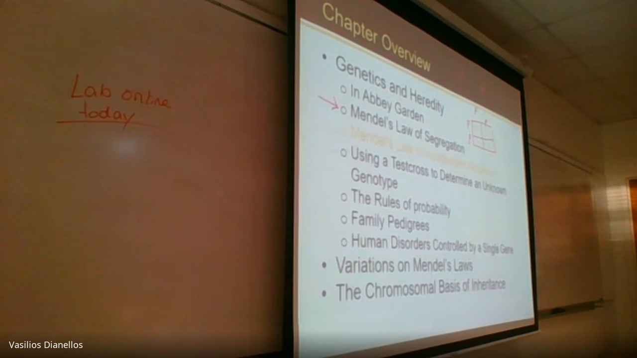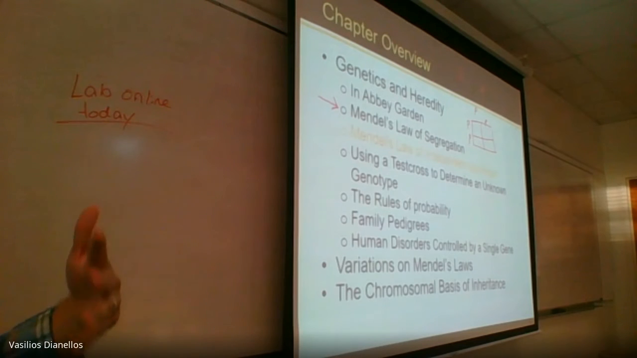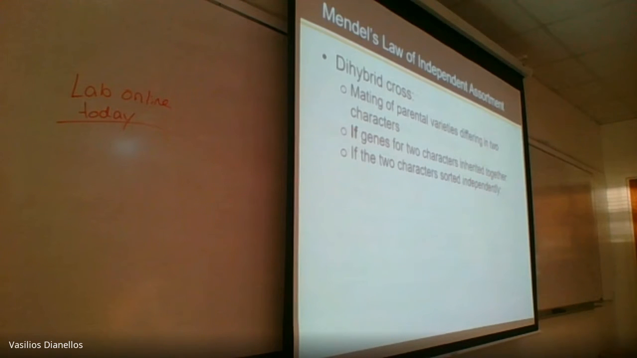So knowing what a monohybrid cross is, that we're looking at one character, what do you think a dihybrid cross might be? Let me rephrase it. A monohybrid cross looks at the possible outcomes of a mating when we're looking at one trait, one character. So what do you think a dihybrid cross is looking at? There you go. Very simple, right? Dihybrid cross: now you're mating parental varieties differing in two characters.